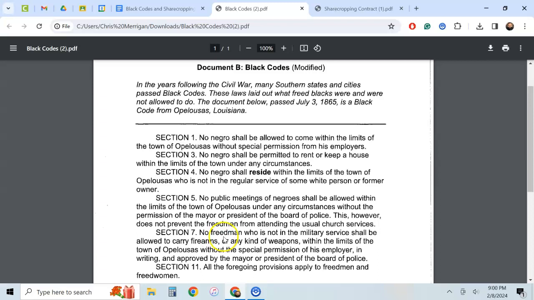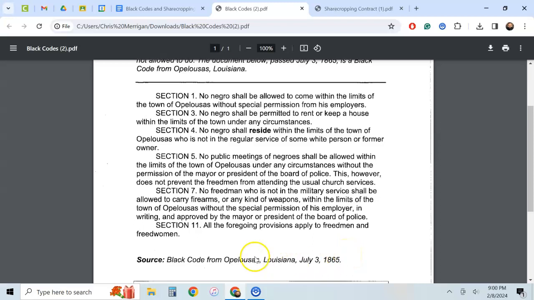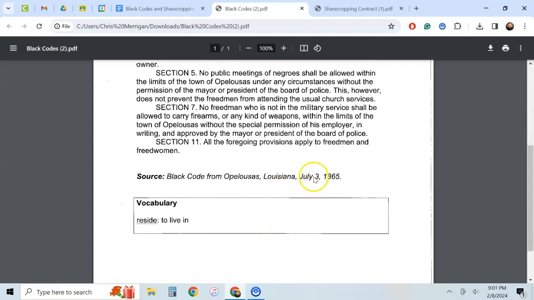Section 7. No freedman who is not in the military service shall be allowed to carry firearms or any kind of weapons within the limits of the town of Opelousas without special permission of his employer in writing and approved by the mayor or the president of the board of police. And then the last example they give is all the foregoing provisions apply to freedmen and freed women. So again, this is from Opelousas, Louisiana. It's an example of a black code written July 3rd, 1865.